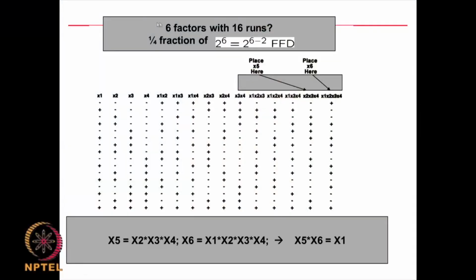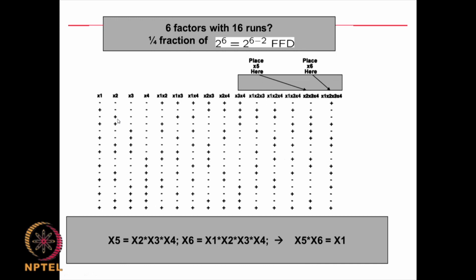Let us look at 6 factors. 2 raised to the power 6, that means 2 into 2 into 2 into 2 into 2 into 2, 64 experiments, but I want to do only 1/4 of that, 16 experiments. So it is 2 power 6 minus 2, the quarter fraction of 2 power 6, a 2 power 6 minus 2 fractional factorial design. Now we have x1, x2, x3, x4. So you start with the full factorial for 2 power 4, because that is 16 experiments.